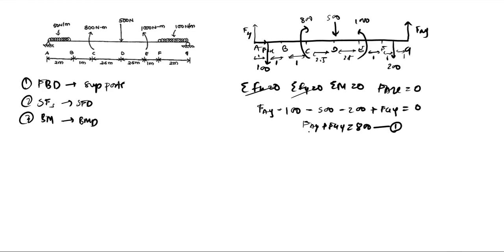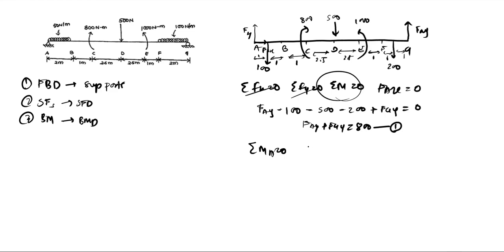You can see that there are two variables, FAY and FGY, but only one equation. So you cannot solve this until you have a second equation, which will come from the moment condition. So we need to apply the moment condition now. The moment at any point throughout the beam is 0, so we can apply this condition at any point, A, B, C, D, E, F, G, whatever you want. But in our case, we will be applying it at A, because FAY will then disappear, since the force is going through that point. So we will have only FGY as a variable in the equation. So we have a summation of moment at A is 0.